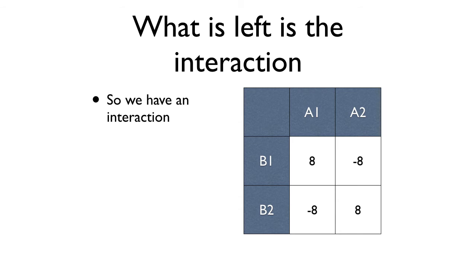So we have an interaction because we've taken out the effects of A and B, yet there's still something left. So being at A1, B1 raises your score by 8. Being at A2, B1 depresses your score by 8. And then same thing down here except flipped around. Note how they sum to 0 down and across. Okay?